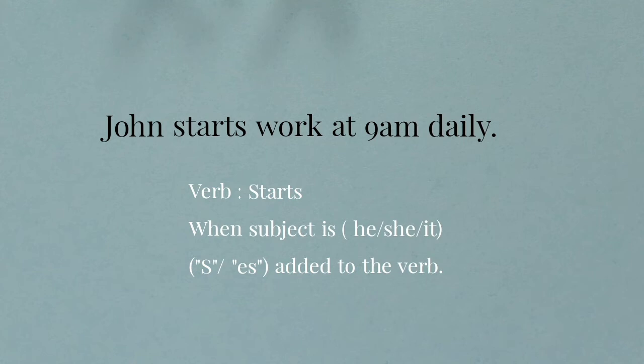And finally, John starts work at 9 a.m. daily. Now this action is also happening regularly, and the verb used is starts. Now you may notice a difference in this case. I have used an extra s at the end of the verb. This is because our subject is third person singular, or we can say whenever our subject is he, she or it, we add an extra s or es at the end of the verb. So in this sentence, John starts work. We cannot say John start work because this is third person singular.